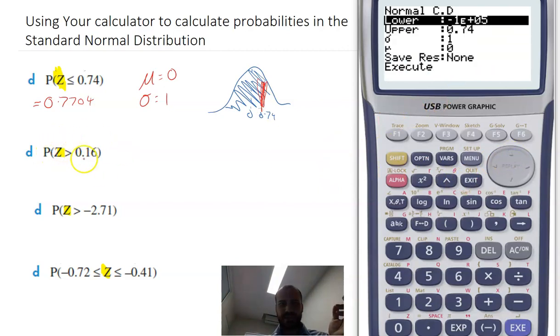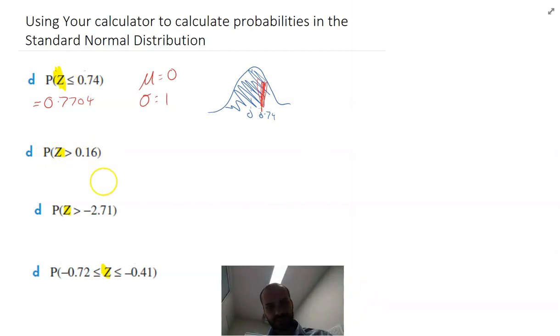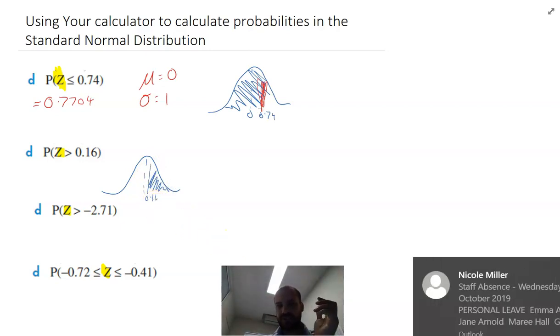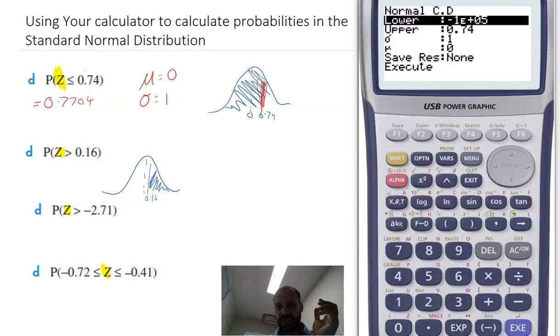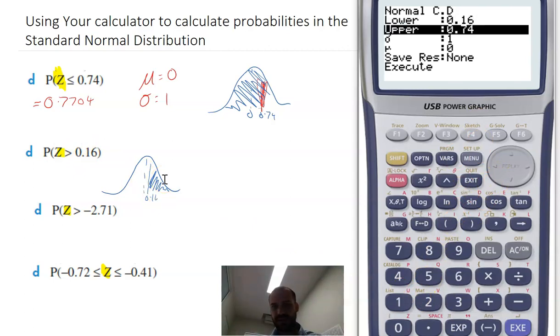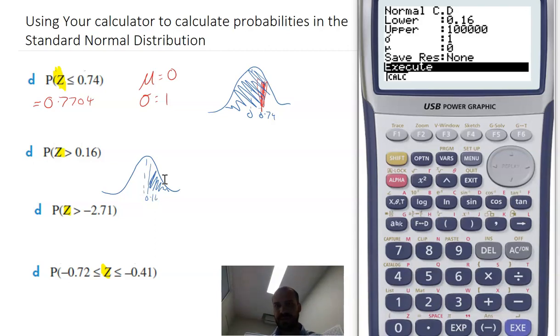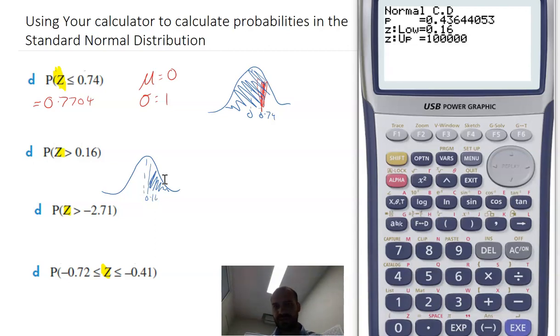The probability that Z is greater than 0.16. So this time it's a curve that looks like that. 0.16 is here, and we want this. So I'd expect just a little under 50% to be my answer. All right, so the lower bound this time is 0.16, and my upper bound is something big. Then I can execute that, and I get an answer of 0.4364.